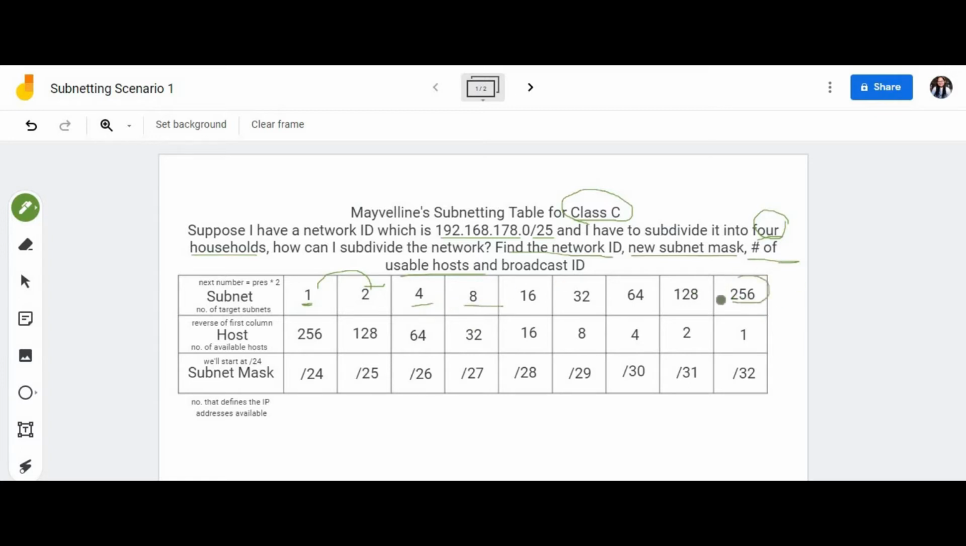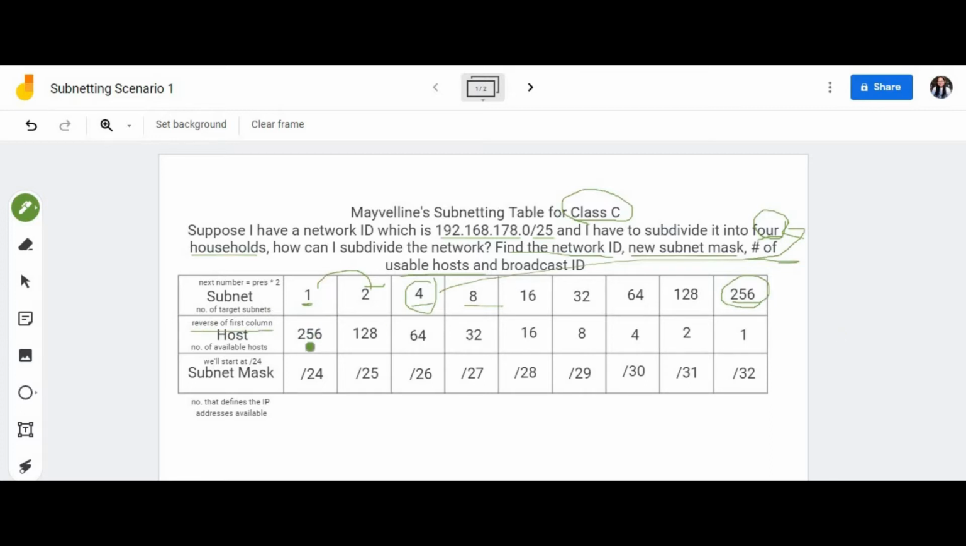Now, to identify the first column, we will just have to double the preceding number to get the next number. So we have 1. Of course, you have to start with 1 because how can you subdivide something from 0, right? So 1 multiplied by 2 is equal to 2, of course. And 2 multiplied by 2 is equal to 4. From 4 multiplied by 2 is equal to 8. So basically, you know the drill until you get here in 256.